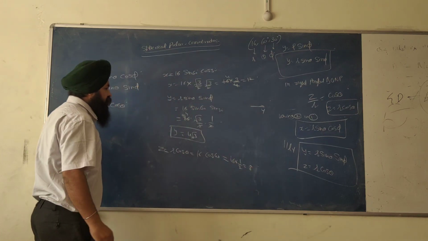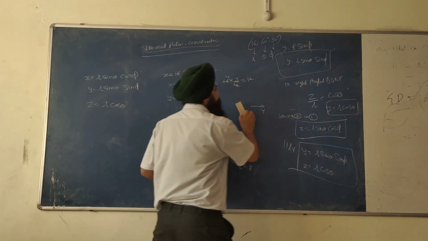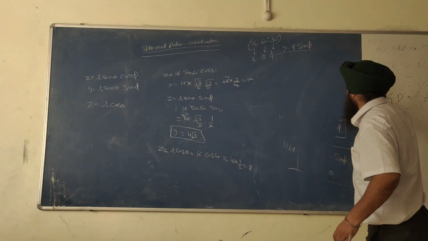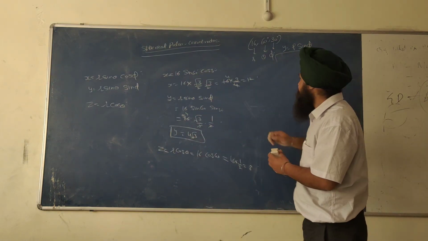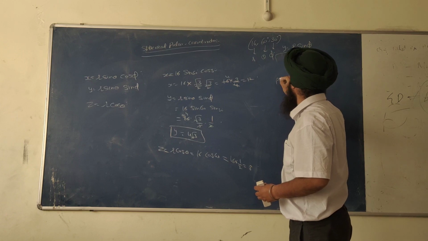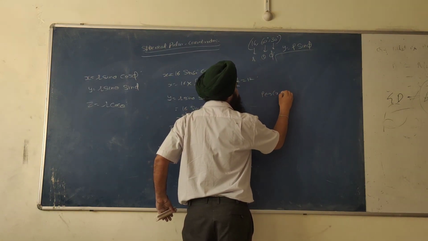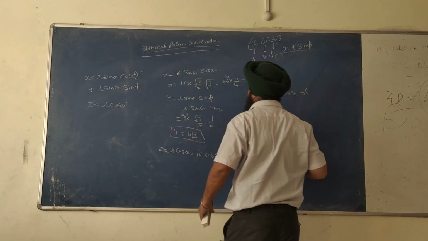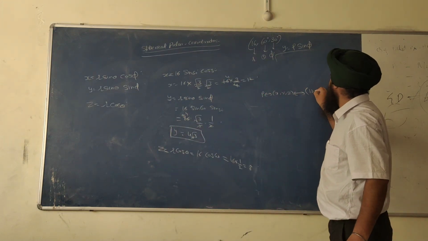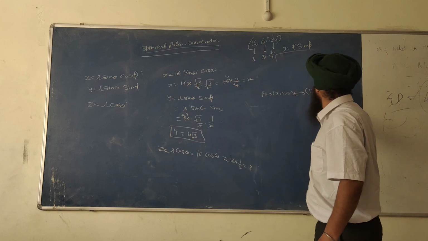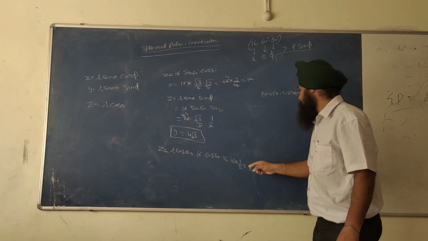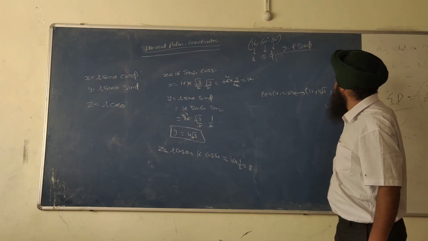So what are the Cartesian coordinates? What are they? 12, 4 root 3, 8. So this is the answer.